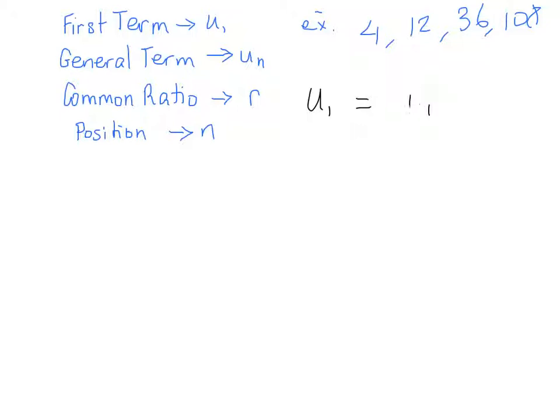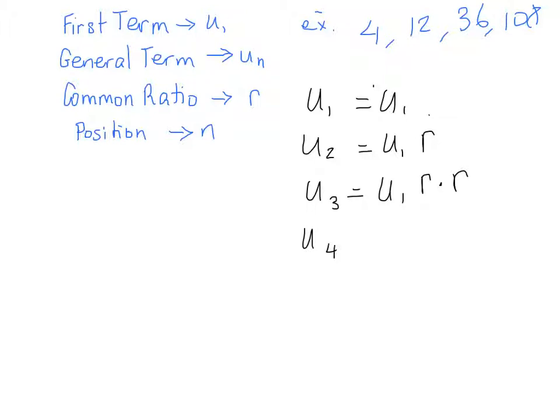U1 is simply just U1. Alright, let me move this over a little bit. Alright, and here we go. U1 is simply just U1. But how did we get our second term? Well, in order to get our second term, we had to take U1 and multiply it by R. How did we get our third term? Well, we had to take our U1 and multiply it by R twice. And how about U4? Well, we took our U1 and we multiplied it by R, and now we're going to have to multiply it by R once more.